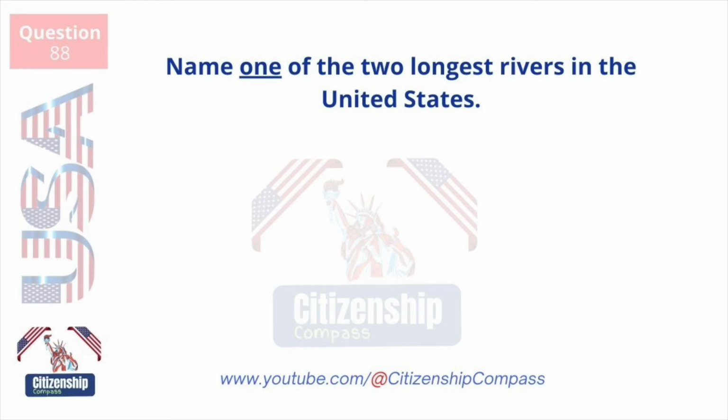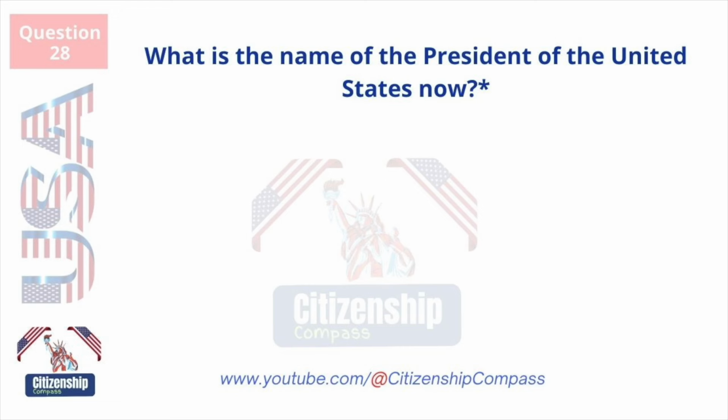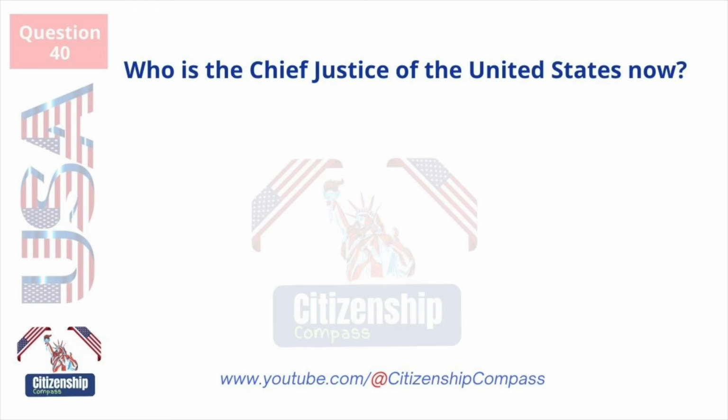Name one of the two longest rivers in the United States. Missouri River. Who was the first president? George Washington. What is the name of the President of the United States now? Joe Biden. Who is the Chief Justice of the United States now? John Roberts.